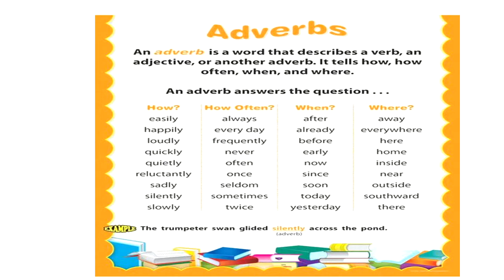When something is happening? After, already, before, early, now, since, soon, today, yesterday. Or where is some action going on? Away, everywhere, here, home, inside, near, outside, southward, there. So dear children, all these words are actually adverbs. But how are they working? Let us understand.